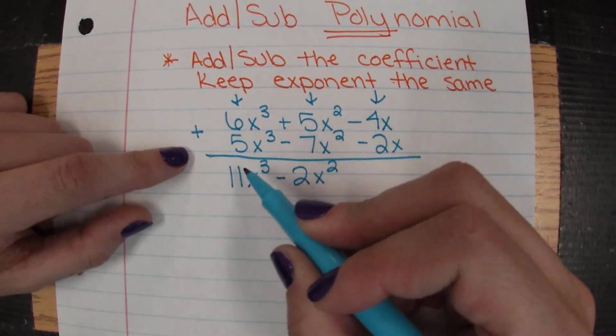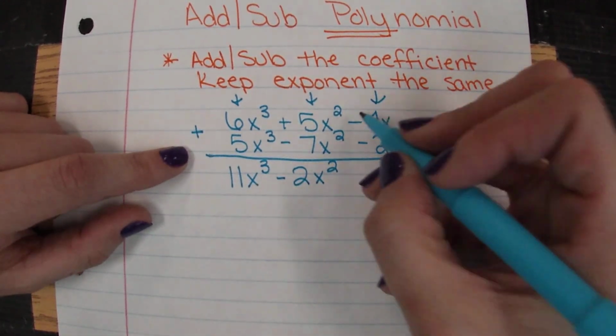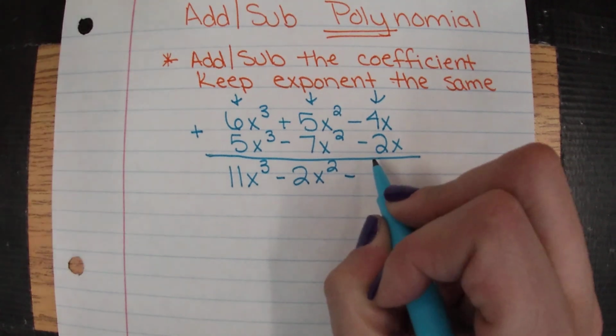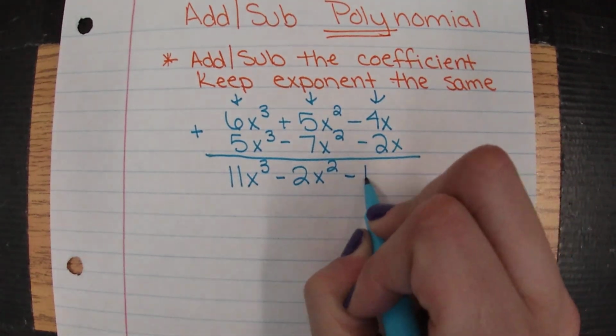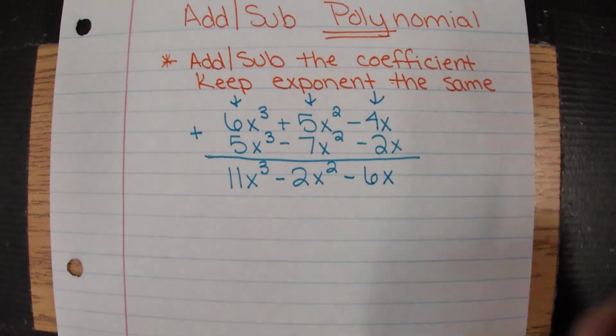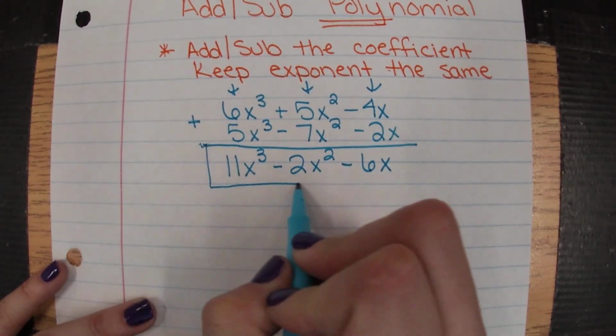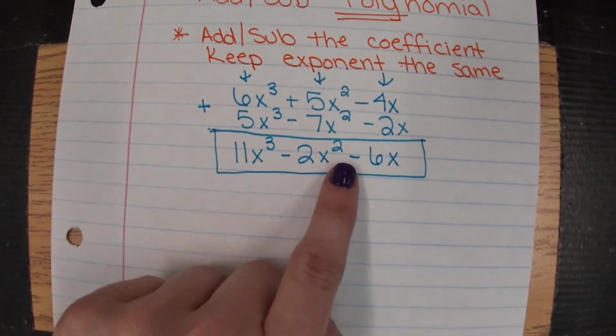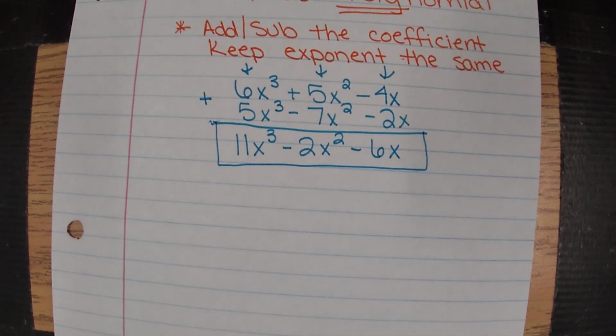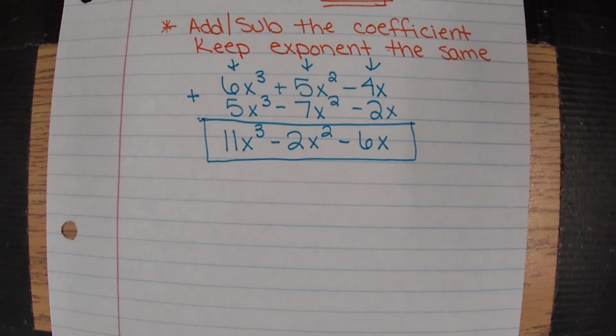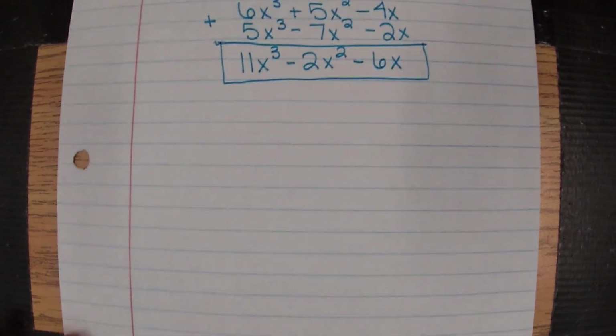A negative 4x plus a negative 2x, well, negative 4 minus 2 gives us a negative 6, and x because the label stays the same. And then this is just our answer. Can't go any further with this because these don't have matching exponents, so there's nothing else that we can do. Our final answer is just 11x to the third minus 2x squared minus 6x.